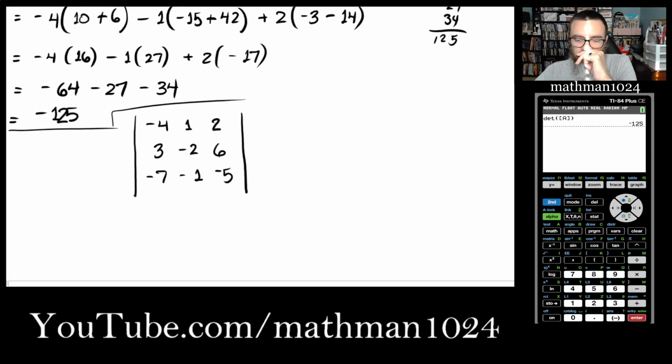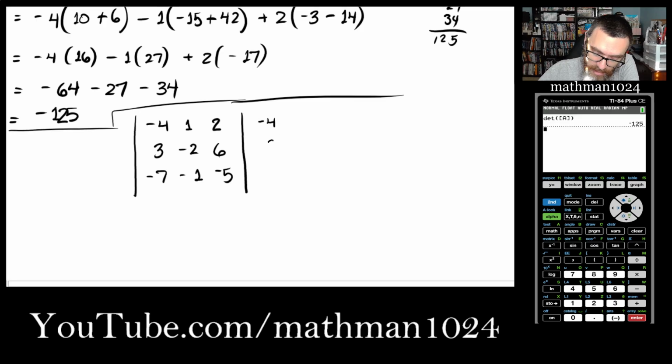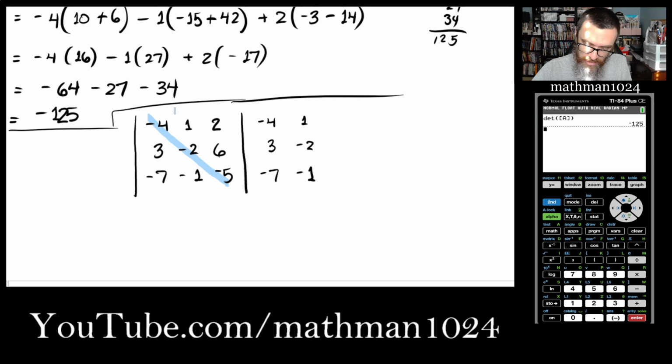All right. Here's the trick. Take these first 2 columns and rewrite them on the outside. Negative 4, 3, negative 7, 1, negative 2, and negative 1. So here's what we're going to do. We are going to take the product of this diagonal, and that diagonal. Okay. So when I do that, let's see, we've got negative 4 times 2 times negative 5.